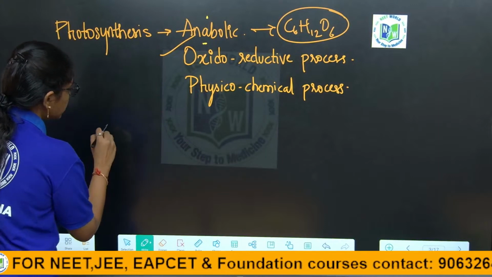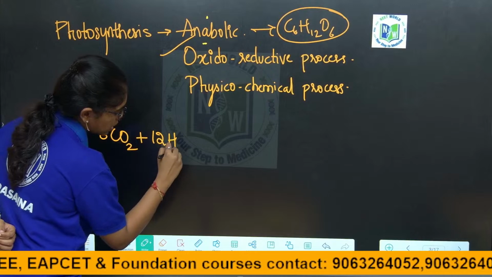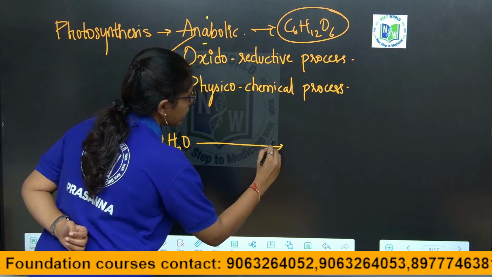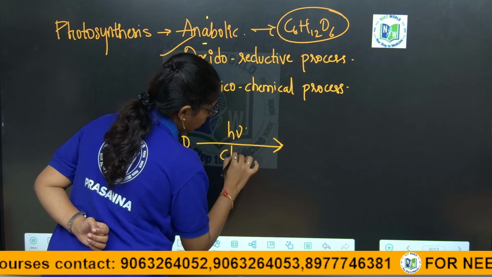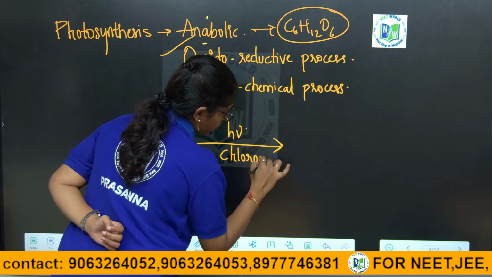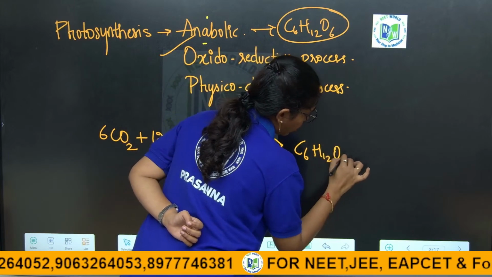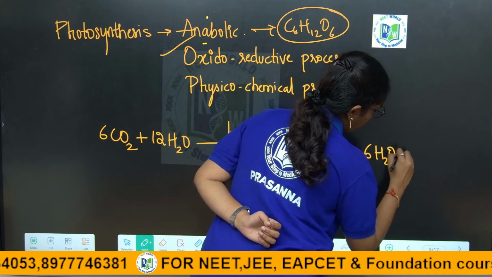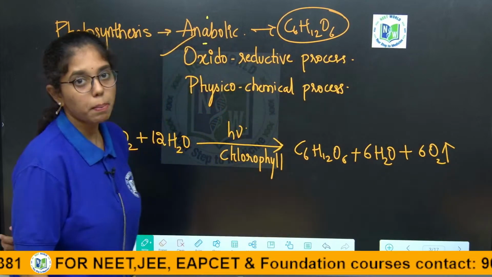This is because, first, understand the standard equation of photosynthesis, which is 6CO2 plus 12H2O in the presence of sunlight and chlorophyll, which builds up C6H12O6 plus 6H2O plus 6O2, which is liberated out as a byproduct.